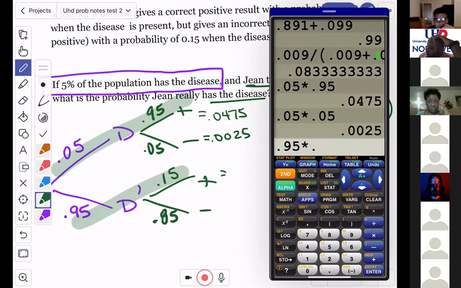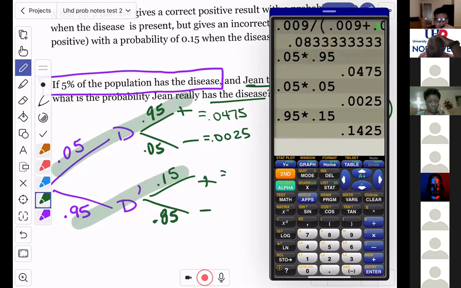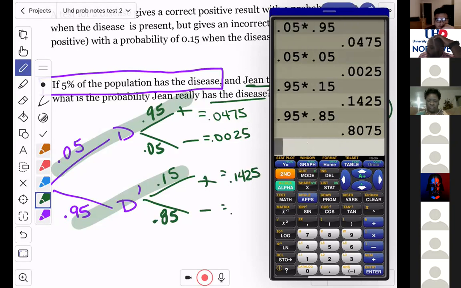0.95 times 0.15, 0.1425. 0.95 times 0.85, 0.8075.